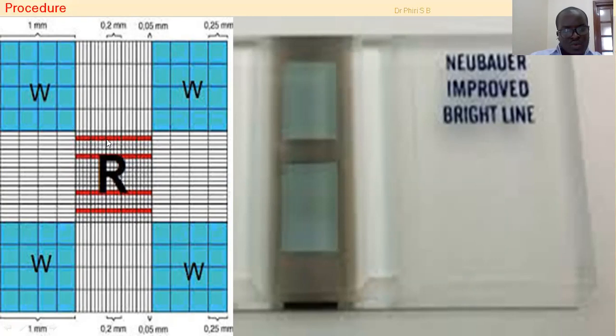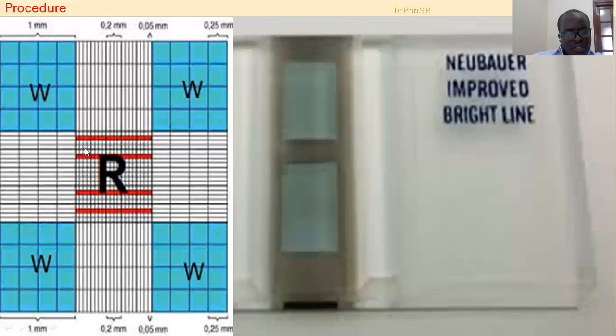So you have 1, 2, 3, 4, 5 this side, 1, 2, 3, 4, 5 this side. 5 times 5 gives you 25. So there are 25 small squares inside. But you don't count all the 25 small squares. There are 5 selected squares where you're going to do your counting. So red blood cells are only counted on 5 out of the 25 squares inside the portion for red blood cells. So which squares do you count?